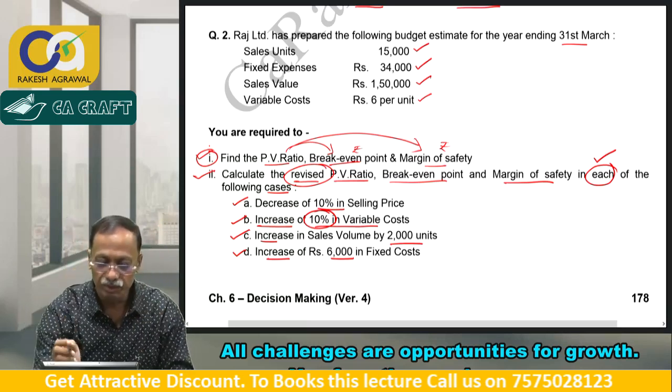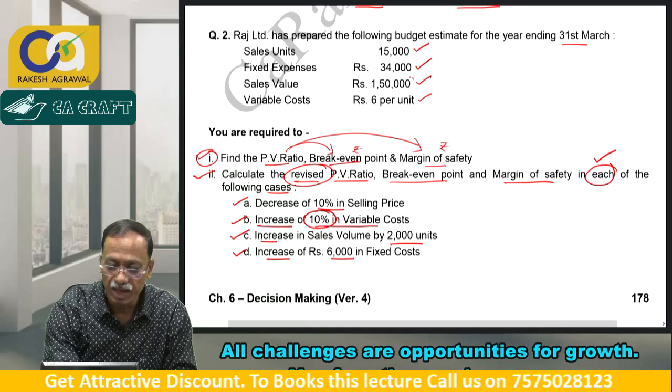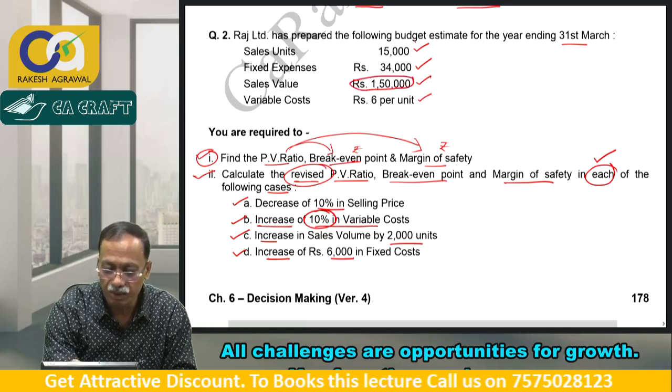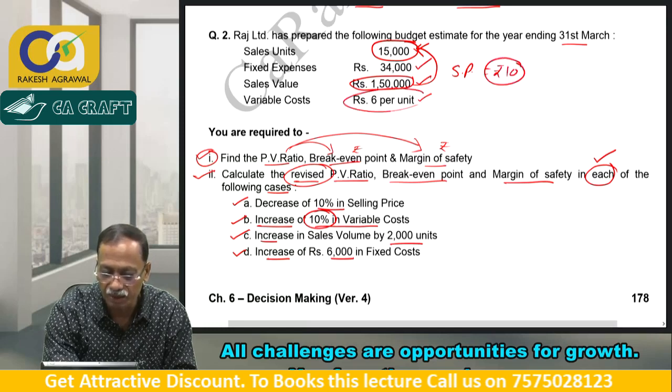Okay friends, now first of all check this. Your sale value is 1,50,000 rupees and you have sold 15,000 units. So 1,50,000 rupees divided by 15,000 units, you will get sales price as rupees 10. Sales price rupees 10 per unit and variable cost 6 per unit. You will get contribution 4 rupees per unit, correct?